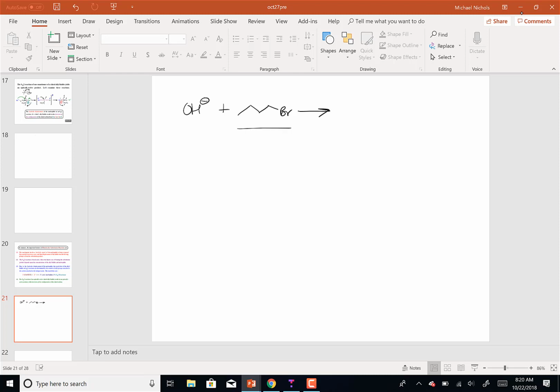Primary halides can only do the one-step SN2 mechanism. Because remember, the two-step involves what kind of intermediate? It had a plus charge on the carbon. What's that called? It's called a carbocation.